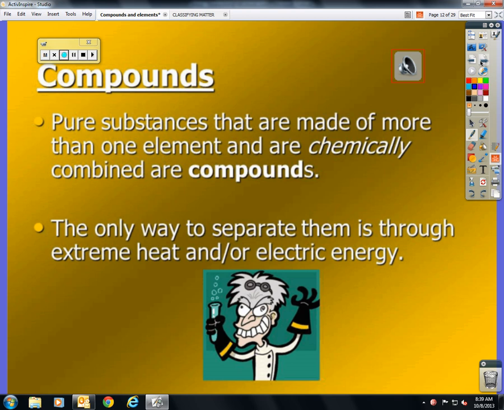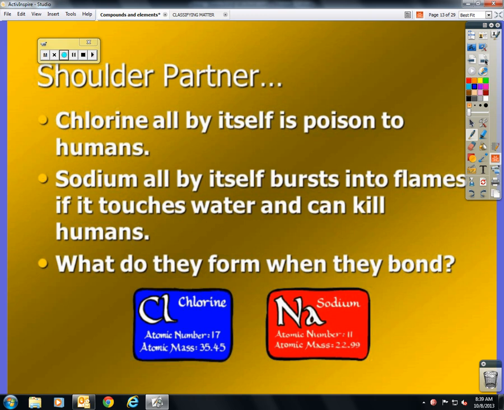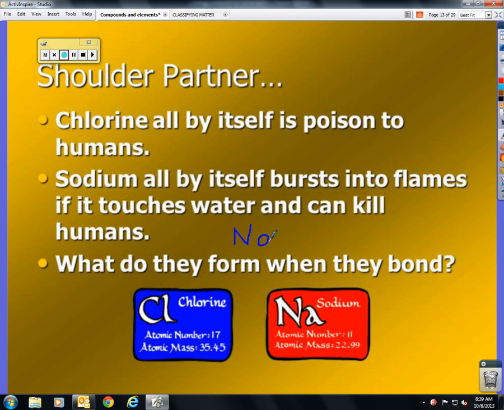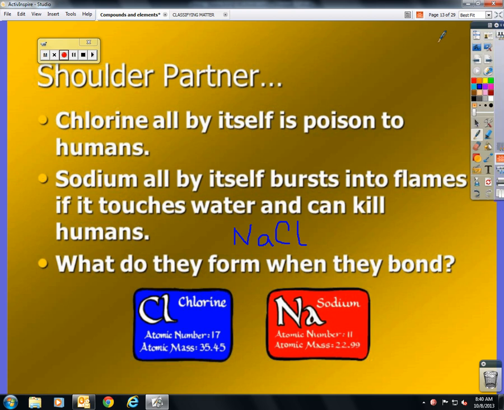Okay, so compounds are also pure substances made of more than one element that are chemically combined. The only way to separate them is through extreme heat, extreme electricity, or both. It says chlorine all by itself is poison. If you've ever smelled chlorine up close, it could even take your breath away. Sodium all by itself bursts into flames when it touches water and can kill humans. What do they form when they bond? They form NaCl, which is table salt. It's important to know that once two elements bond, they lose their original properties and get new ones.